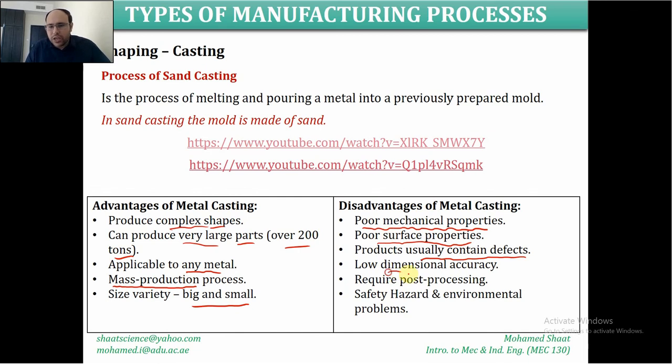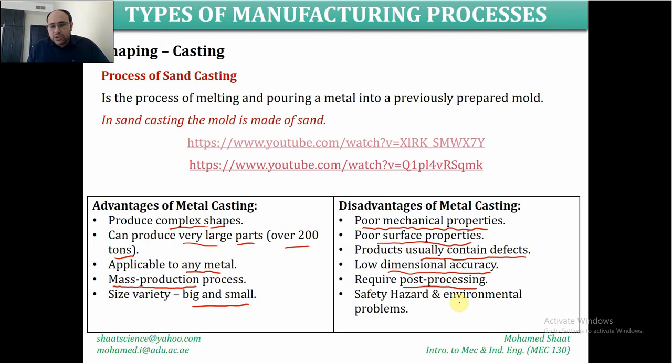Also, there is low dimensional accuracy. The accuracy of the dimensions is not high in comparison to any other manufacturing method. It requires post-processing. As I mentioned, once we finish the casting process, we have to do post-processing to clean the surface, to trim the vents, to make it smooth. These require more manufacturing processes after the casting, and this extra post-processing is a cost. It requires cash.